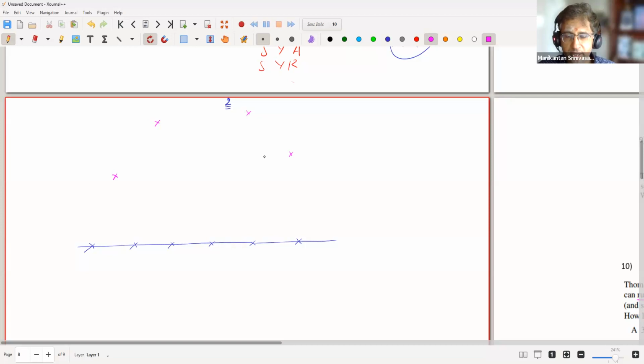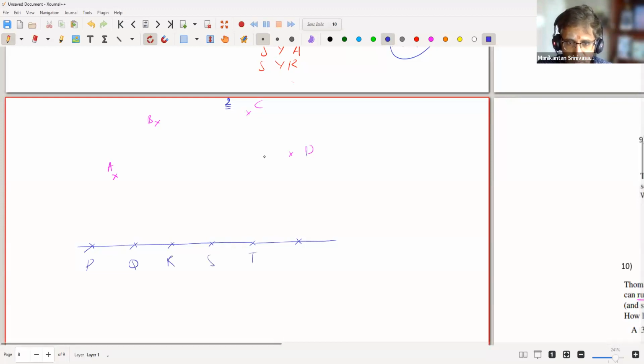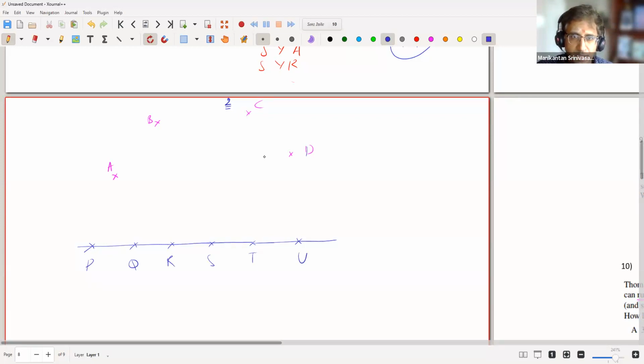I'm telling you that the only 3 consecutive points which are collinear are the blue points. There's no other. The 2 pink points and a blue point do not lie in a straight line. For example, if I label them A, B, C, D, and I've labeled these as P, Q, R, S, T, U, then P, A, and P are not in a straight line. It does not look like a straight line, but I'm assuring you that nothing else is in a straight line other than the 6 blue points.